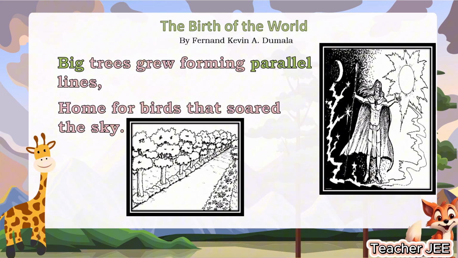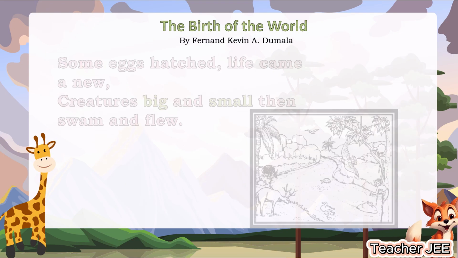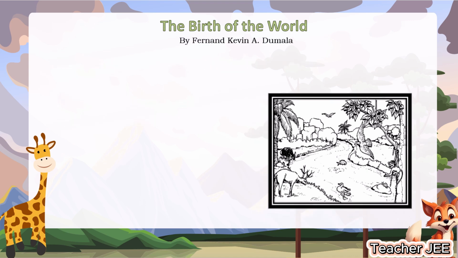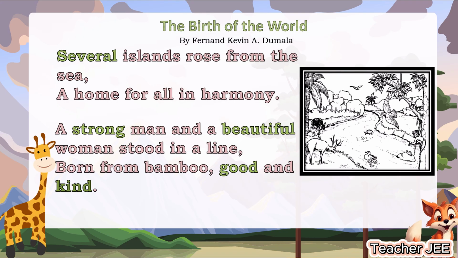Big trees grew forming parallel lines, home for birds that soared the sky. Some eggs hatched, life came anew. Creature big and small, then swam and flew. Several islands rose from the sea, our home for all in harmony.